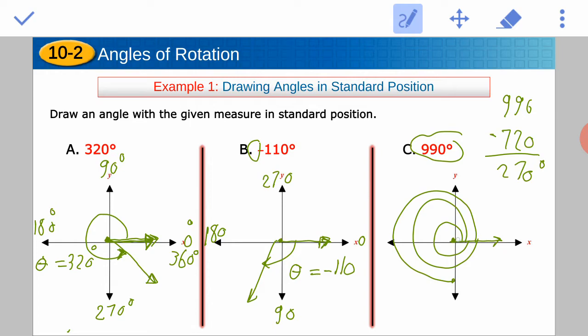And guys, now we can draw the terminal side of this angle. This is going to be the terminal side of this angle. So this angle is 2 complete rounds plus 3/4 of a third round. This is our angle. Theta equals 990 degrees.